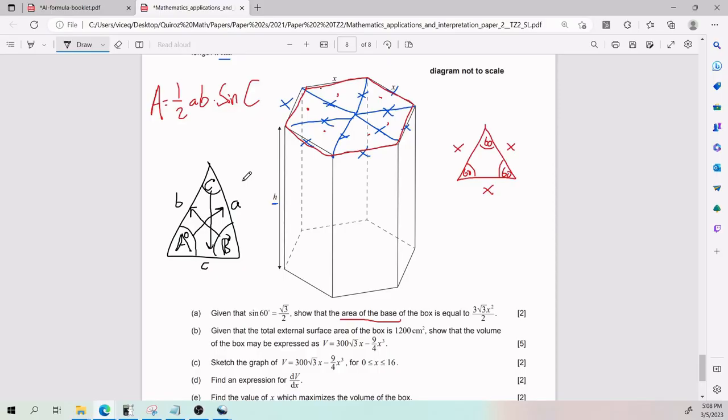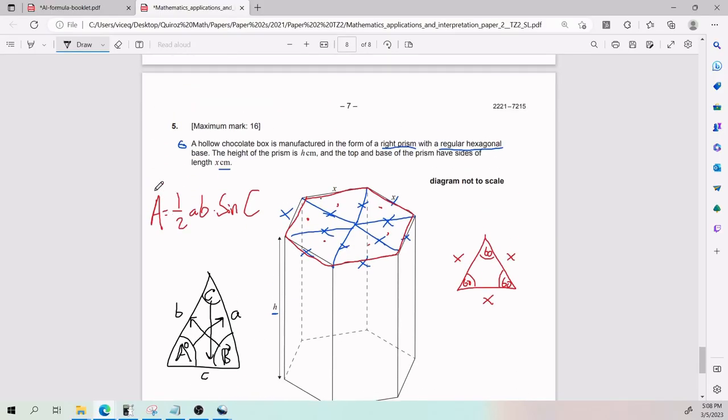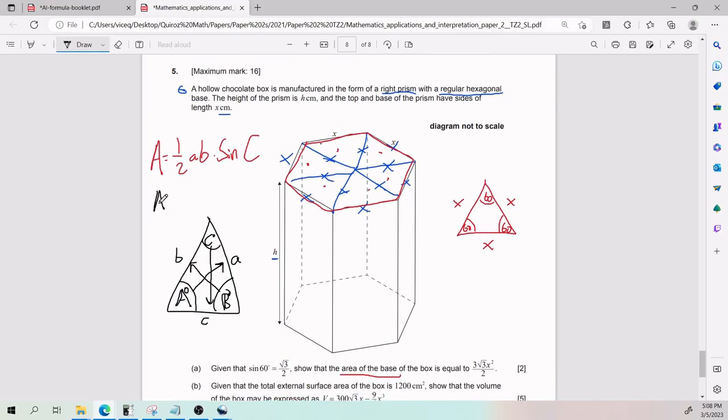So if I apply this same formula from here, the area of one triangle is going to be 1/2 times x, which is a, times another x, which is b, times sine c, the angle in between, which is just going to be sine 60.